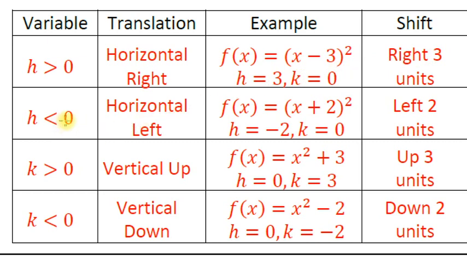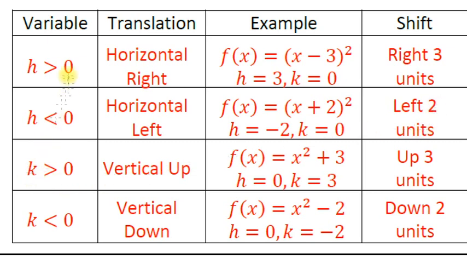If h is less than 0, then we shift horizontally left. Here's an example. F of x equals x plus 2 squared. K is still 0. H is now 2 flipped, so it's negative 2. Negative 2 for the h value means the graph shifts left, or negative on the x-axis, 2 units.